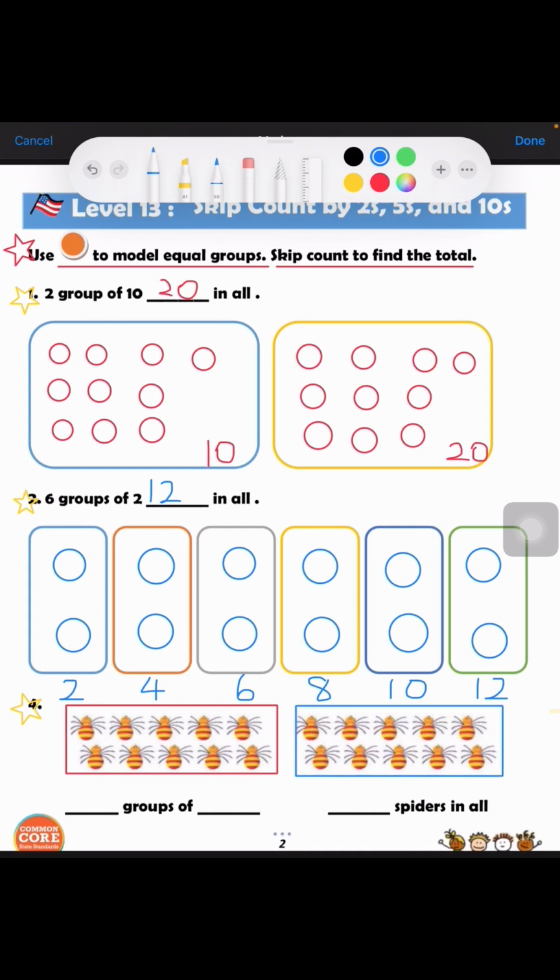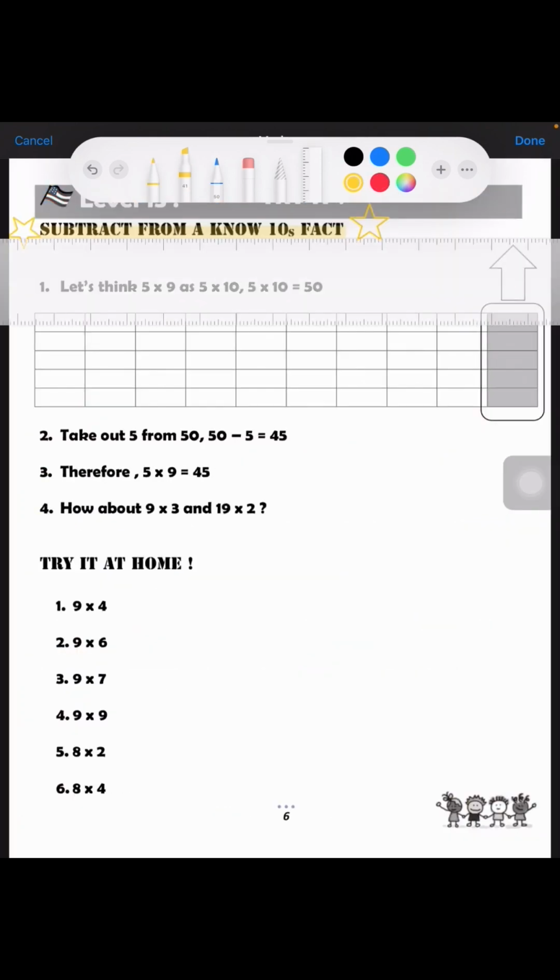So how many spiders are in one group? Yes, 10 spiders. So it is 2 groups of 10. We use skip counting by 10 to find the total numbers. 10, 20. So there are 20 spiders in all. Now we take a look at page 6. Subtract from the known tens fact.